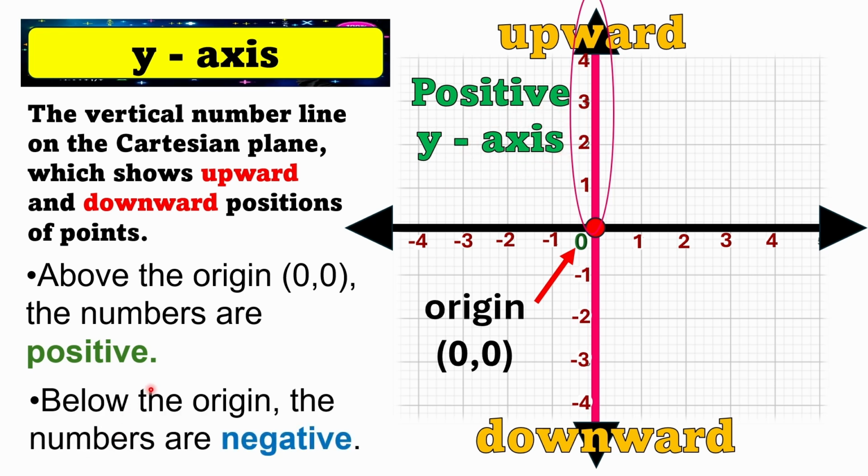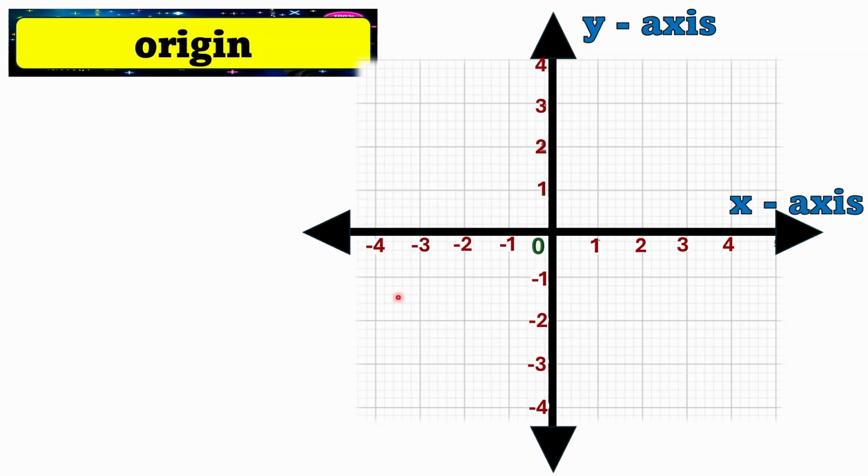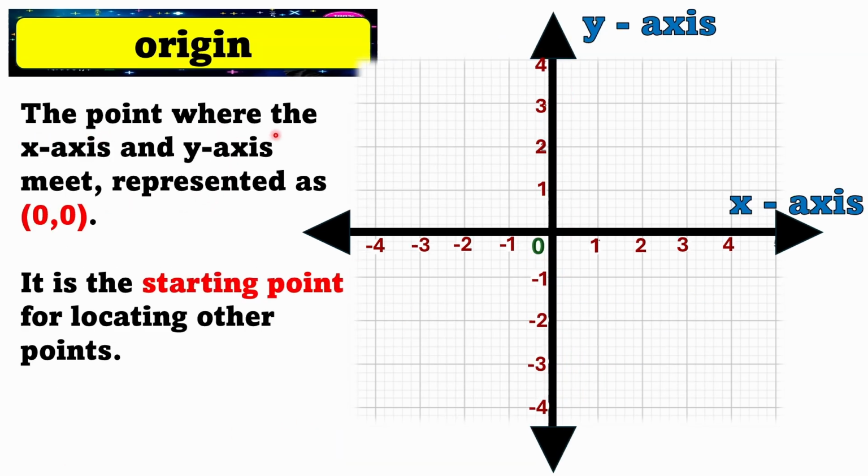Next, below the origin, the numbers are negative. And we have negative 1, negative 2, negative 3, negative 4, and so on. And this is what we call the negative y-axis. Next is what we call the origin. Origin is the point where the x-axis and y-axis meet, represented as 0, 0. It is the starting point for locating other points. So this part is what we call the origin. And the coordinates of the origin is 0, 0.